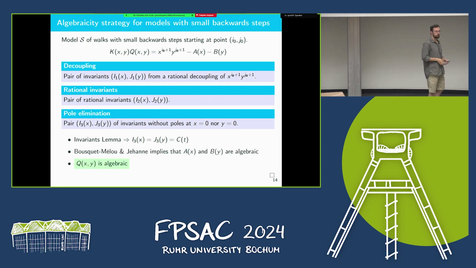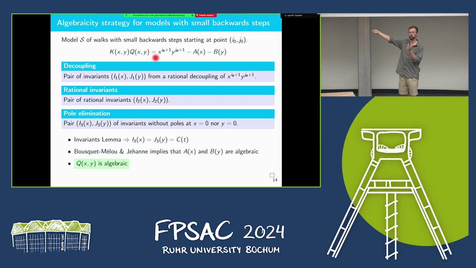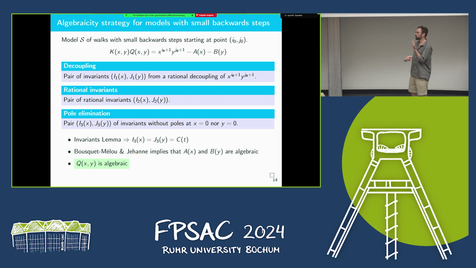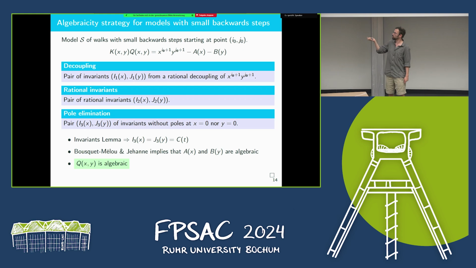So this proof, which is quite generic, relies on these 3 main ingredients: decoupling of a fraction in terms of f(x) and g(y), a pair of rational invariants, and the pole elimination. So what the authors did before when they devised this proof, they focused on the small steps model, and it was then quite simple to find decoupling, rational invariants, and pole elimination. But for larger steps, the theoretical tools didn't adapt verbatim.